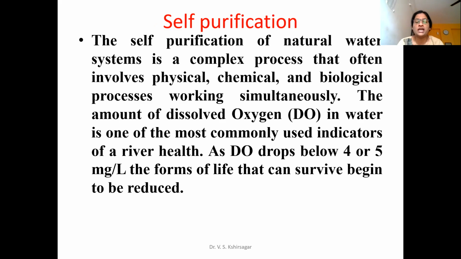In the first short, I have given you the background, or the definition in short, of self-purification. The self-purification of a natural water system is a complex process that often involves physical, chemical, and biological processes working simultaneously. The amount of dissolved oxygen in water is one of the most commonly used indicators of a river's health. As DO drops below 4 or 5 milligram per liter, the forms of life that can survive begin to be reduced.